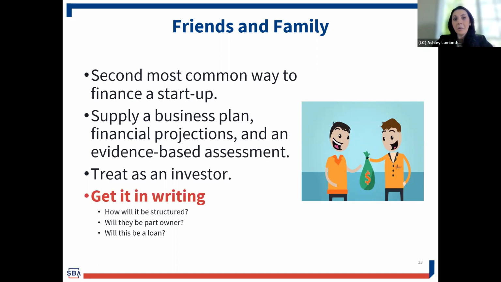One of the things that I always tell people is that contracts protect relationships. It makes sure that everybody's on the same page, everybody has the same expectation, and you want to lay out what they get in return. So how will this be structured? Are you paying them back? Is this a gift? Are they going to receive partial ownership? Really have all of that laid out.